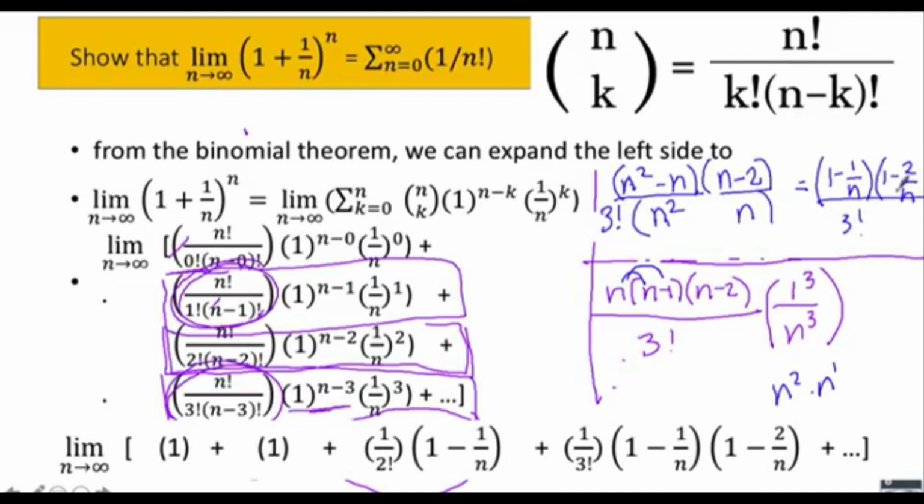Now, this one can also be written as 1 over 3 factorial, and then this expression 1 minus 1 over n times 1 minus 2 over n. The evaluation of all of this would now be the limit as n approaches infinity of 1 plus 1 plus 1 over 2 factorial times 1 minus 1 over n plus 1 over 3 factorial times 1 minus 1 over n, 1 minus 2 over n plus and so on.